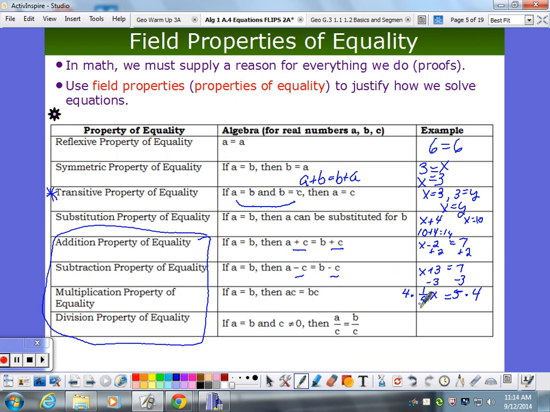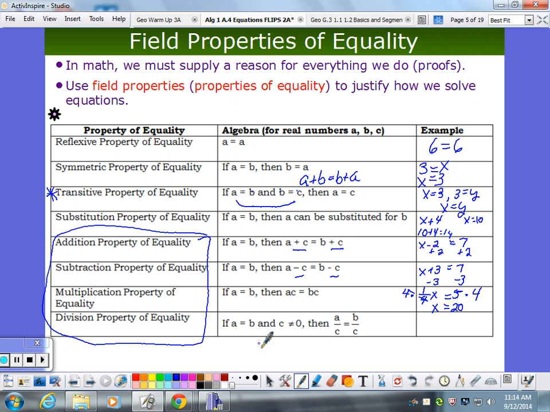Now why am I doing that? Because it will cancel these out. I get my x by itself, and I can solve my equation. Remember that? Multiplying by the reciprocal, I believe the word is? Yes. Okay, I hope so.